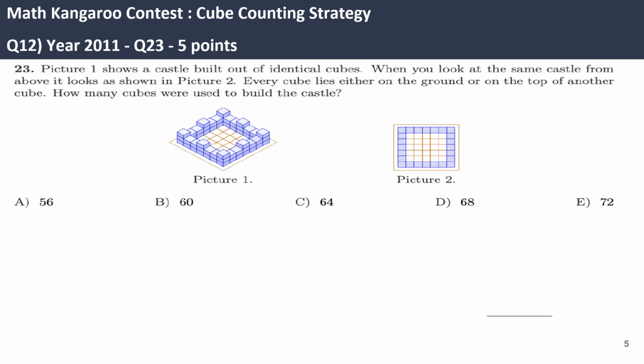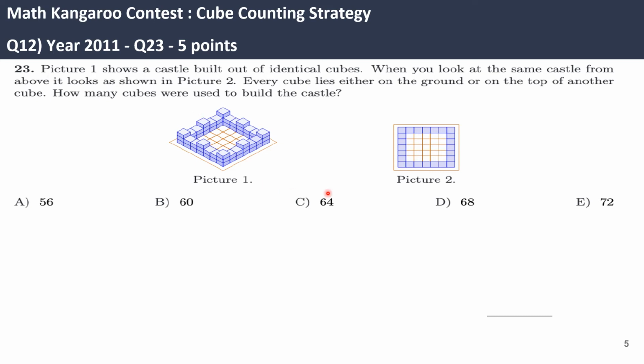Question 23, year 2011. This carries 5 marks. Picture 1 shows a castle built out of identical cubes. When you look at the same castle from above, it looks as shown in picture 2. Every cube lies either on the ground or on the top of another cube. How many cubes were used to build the castle?